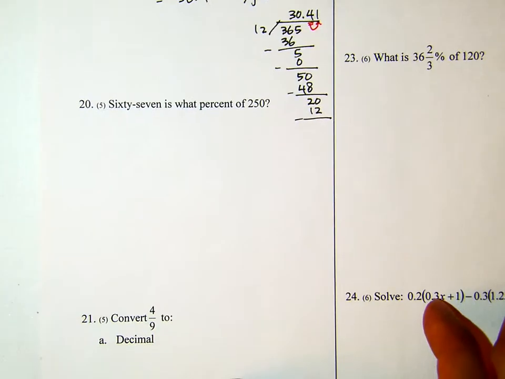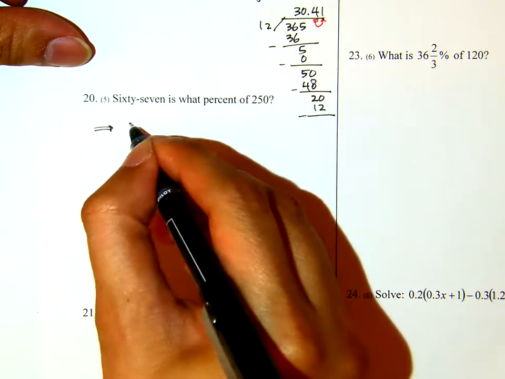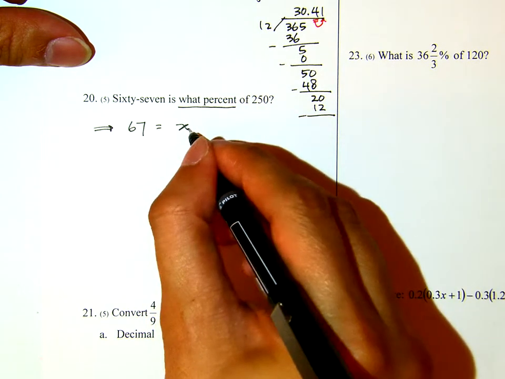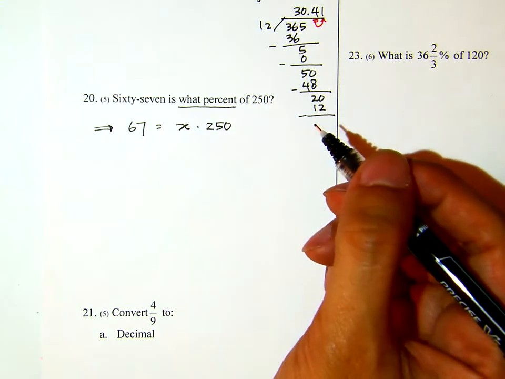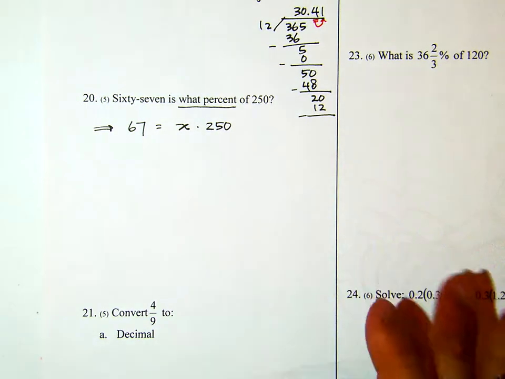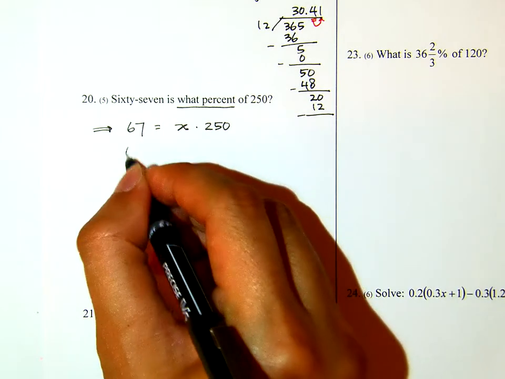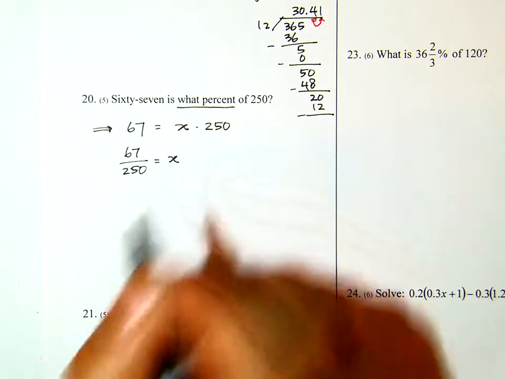Number 20. $67 is what percent of 250? 67, if I translate it, that 67 is what percent. I will translate that as an x first, equals times 250. And I will solve for x maybe in decimal or in fraction, and then later on I will convert that to percent. Now let's see. To undo the multiplication by 250, this is 67 over 250 equals x, right?